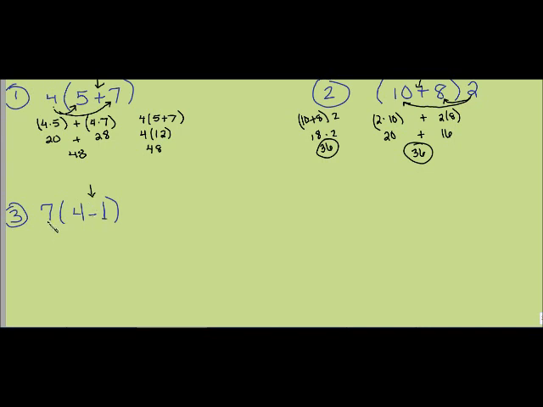I'm going to distribute the 7 times 4 minus 7 times 1. 7 times 4 is 28, minus 7 will give you 21. Now, it should work doing it the other way too.